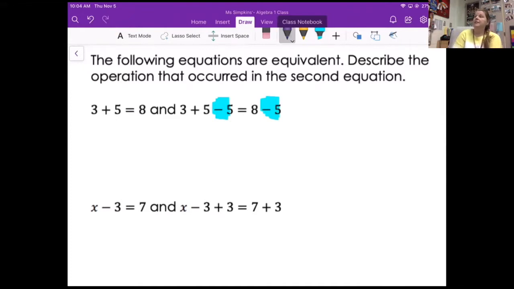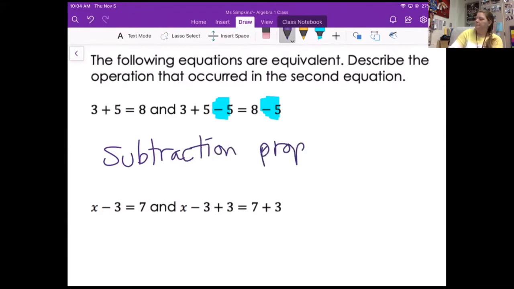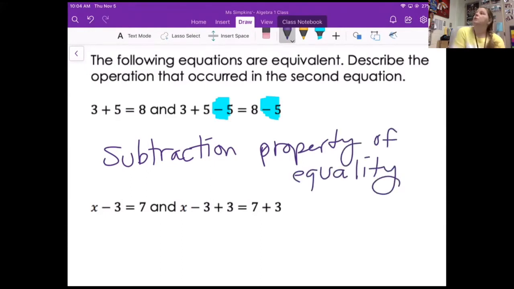That actually has a fancy name. And when we subtract the same thing on both sides, it's called the subtraction property of equality. The reason why it's called a property of equality is because I'm doing it on both sides of an equal sign. So that property of equality is important. Don't just say subtraction. You're calling it the subtraction property of equality for a reason.